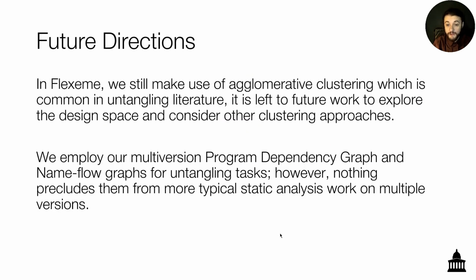In this work, we make use of agglomerative clustering to get our final recommendations. We leave exploring other approaches to clustering or reclustering changes in our setting of untangling commits as future work. Further, for our multiversion representation of code, the 𝛿-PDG and the 𝛿-NFG, we show only one use case, that of commit untangling, which is not immediately associated with PDGs. Future work can focus on expanding ideas due to Lee and Patterson, exploring the use of the structure for static analysis work on multiple versions, such as for patch validation for backporting.